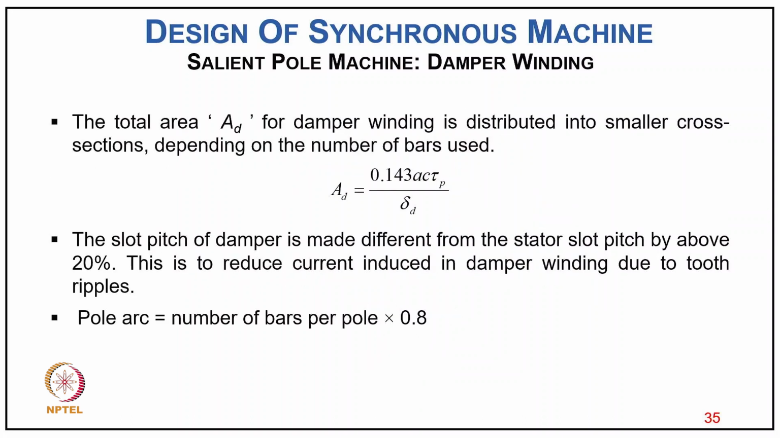The total area Ad for the damper winding is distributed into smaller cross sections depending upon the number of bars used.